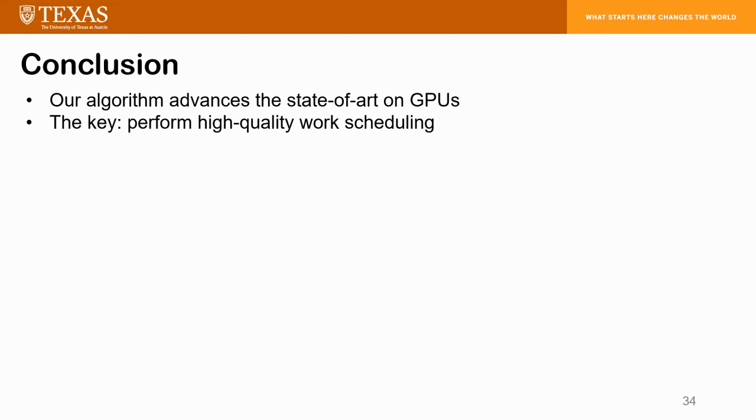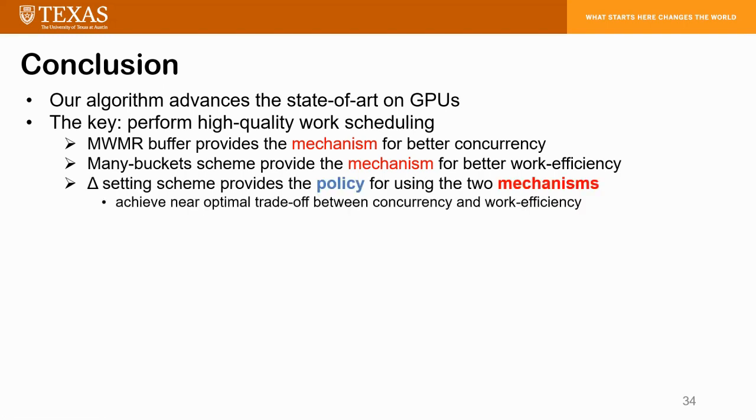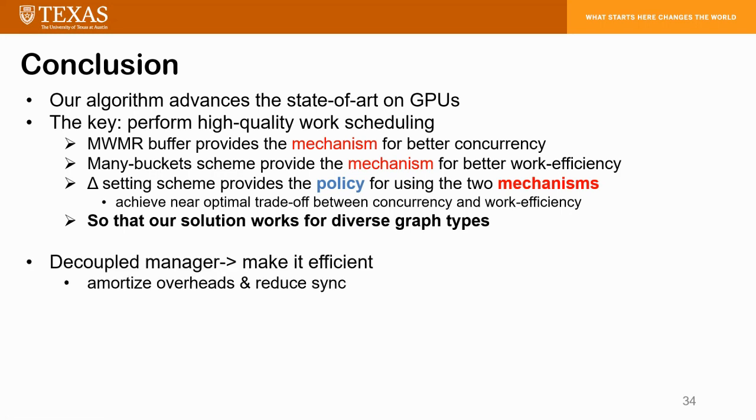The key to high performance is to perform high-quality work scheduling. Our multiple-write and multiple-buffer design provides a mechanism for better concurrency. Our many-bucket scheme provides a mechanism for better work efficiency. And the delta setting scheme is essentially a policy for using the two mechanisms, to find the optimal trade-off point between concurrency and work saving for a given graph type. For this reason, our solution works for many graphs.